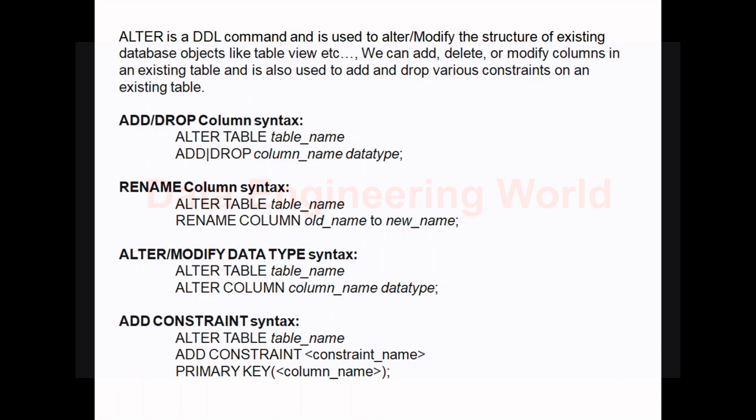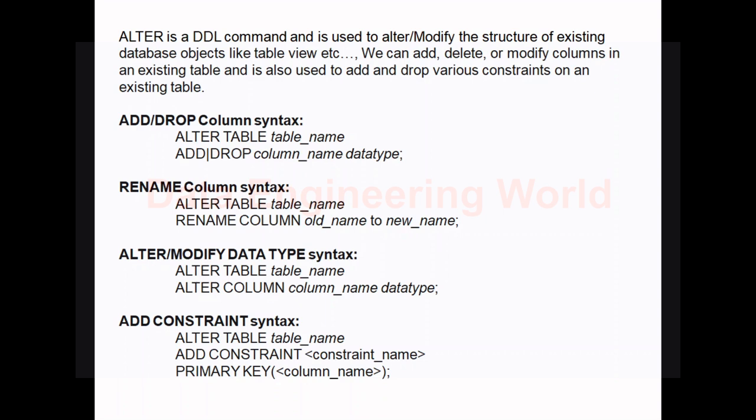The next syntax is to alter or modify the data type of an existing column. To alter the data type, we have the syntax alter table table name, and then we use the keyword alter column. We give the column name which already exists in our table, and then we can give the data type.